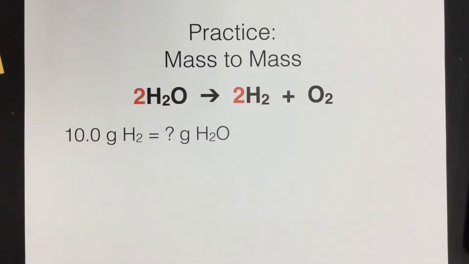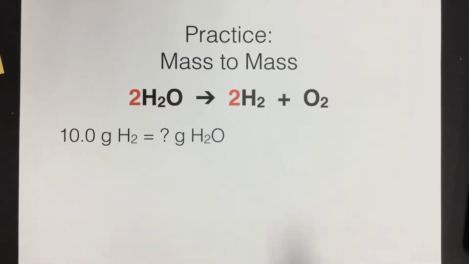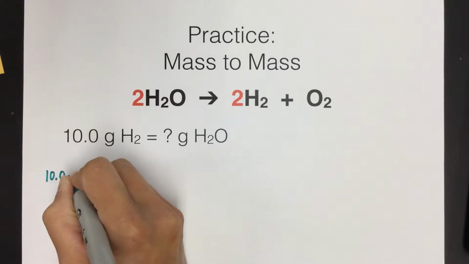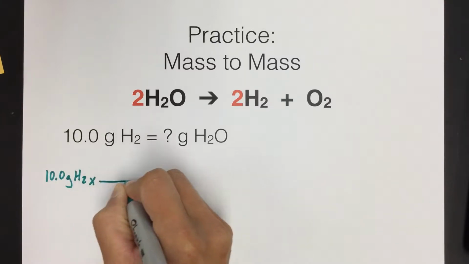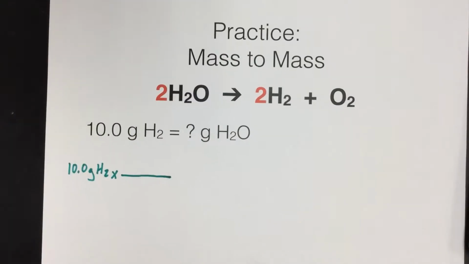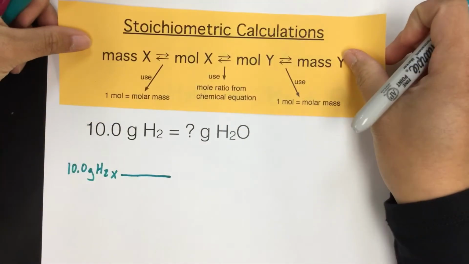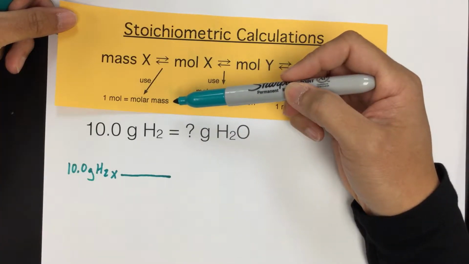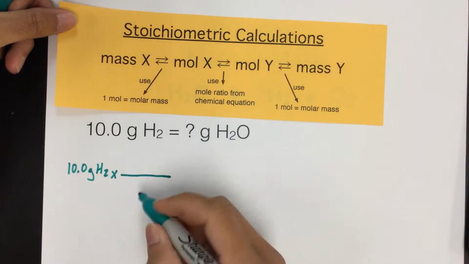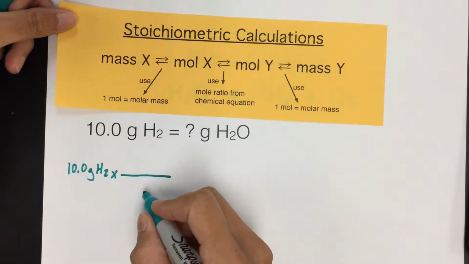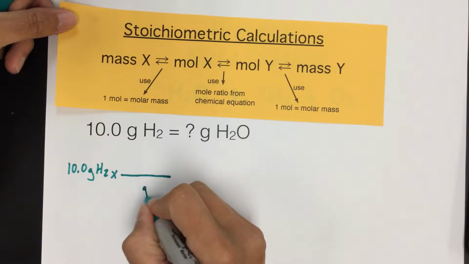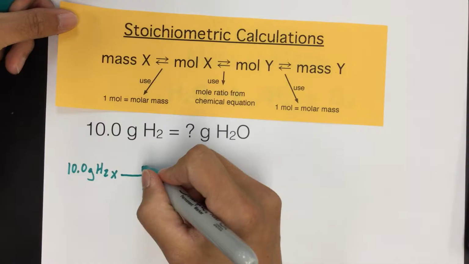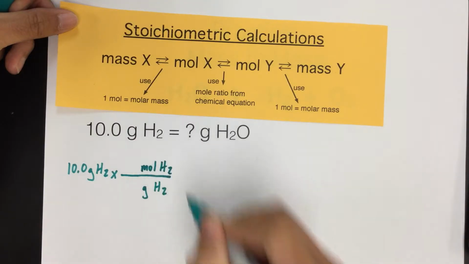All right, so to start out, as always, we will start with the number given to us, which is 10.0 grams of H2. And our first step is to convert the 10.0 grams of H2. We first need to convert this into moles of H2. And we're going to do this by using the molar mass from the periodic table. And to set up our units here, I know that grams of H2 is going to go in the bottom because those need to cancel. And what I want is moles. So we'll have moles of H2 in the top.